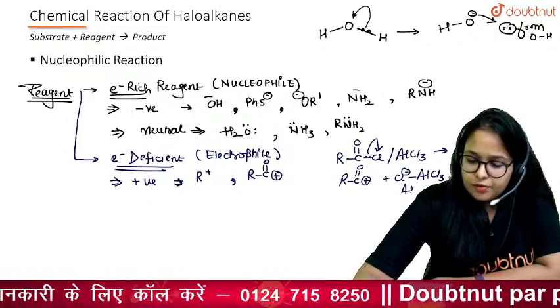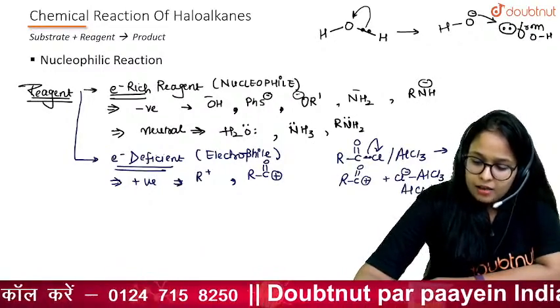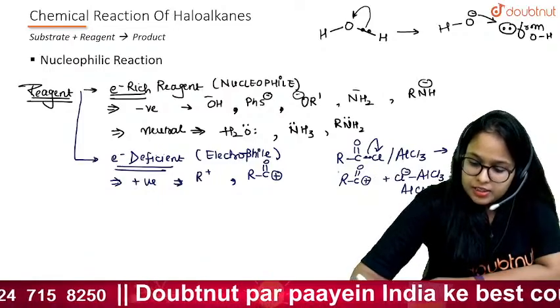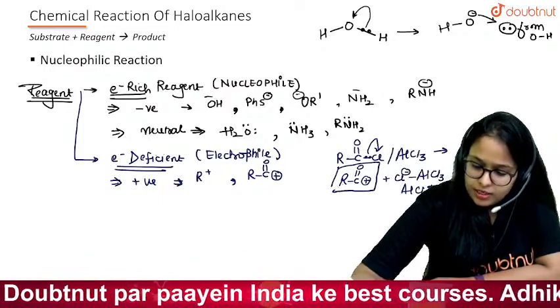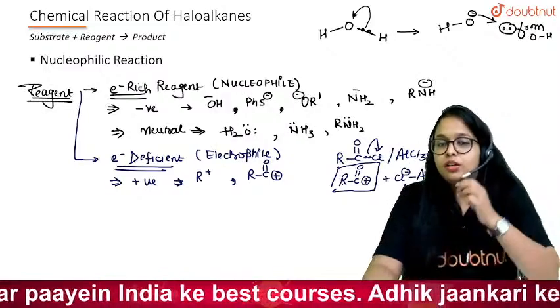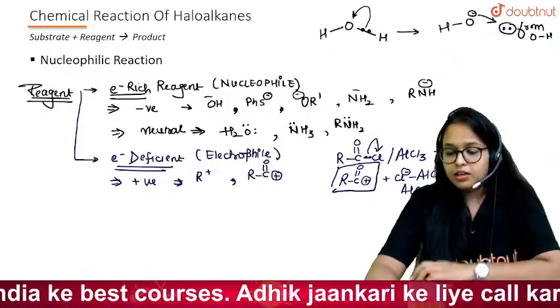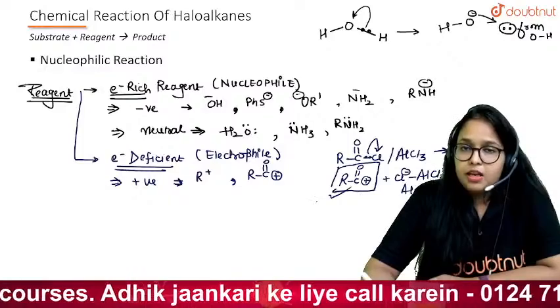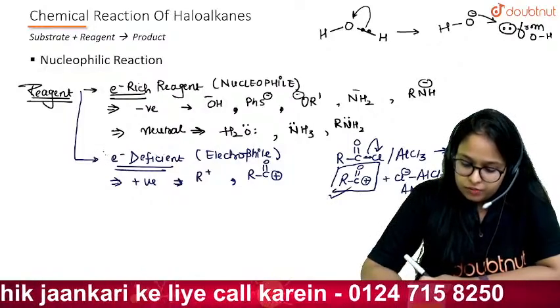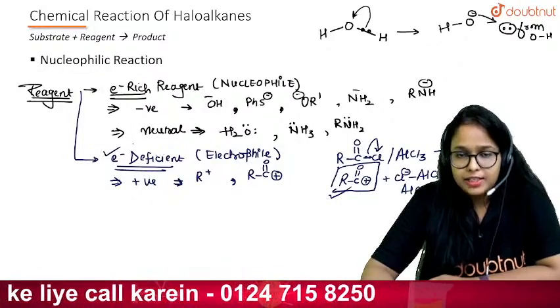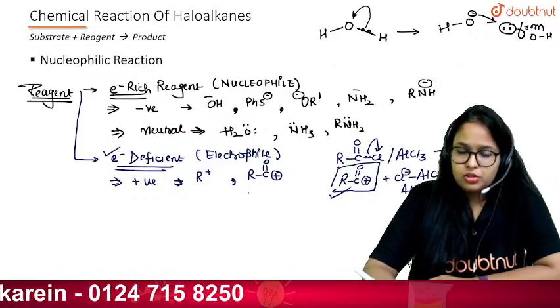AlCl4 minus is formed. With that, we have the acylium ion. Since electron density has been shifted to the Cl atom, this becomes electron deficient, and electron deficient species are known as electrophiles. This is a positive electron deficient species.